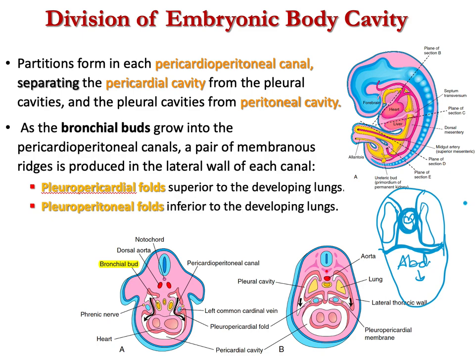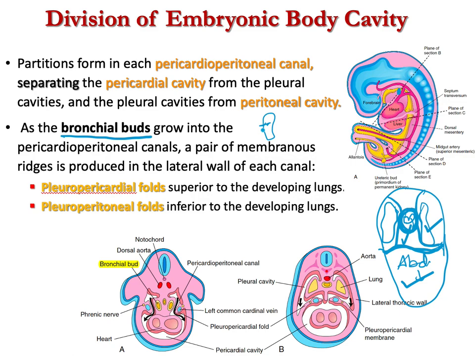So keep this overview from the adult human body in your mind. Now, this cavity as a whole, the pericardio-peritoneal canal as a whole, will be separated into pericardial cavity, pleural cavity, and peritoneal cavity. How did it start? It will start from here through the bronchial buds. The bronchial buds are the primordium of the bronchi and your lungs. So the bronchi and your lungs come from there.